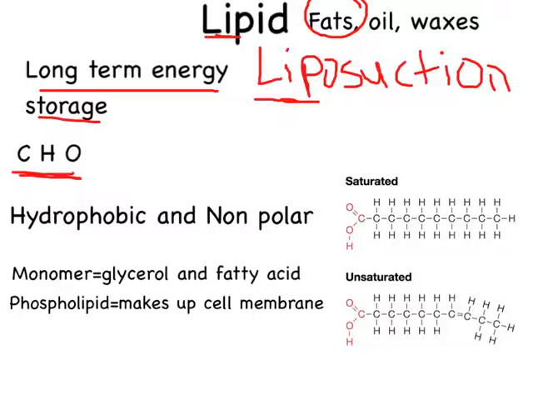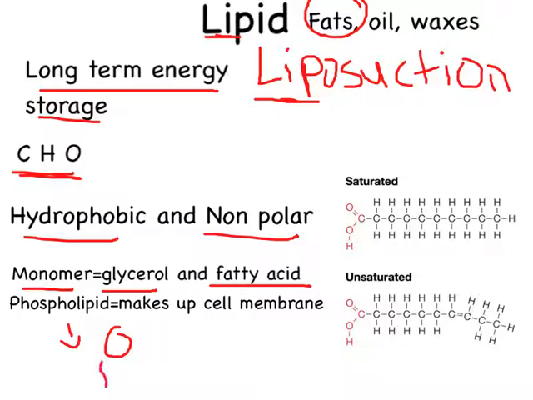Right? Remember that when we talked yesterday about properties of water, we talked about how hydrophobic and nonpolar things do not like water. And so lipids hate water. So they are hydrophobic, which makes them nonpolar. Right? The monomer of a lipid is going to be a glycerol and a fatty acid tail. And we're also going to have these things called phospholipids, which we're going to learn more about when we get to cell membrane structure in a couple of weeks, that look kind of like this, and they are also lipids.